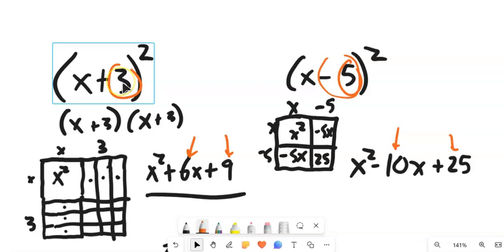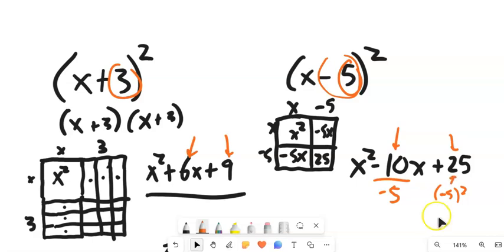So notice that 3, when we multiply this out, got doubled in that middle term, right? Because there's 3 of them here and 3 of them here. And that 9 is 3 squared right here. In other words, if I take half of this middle term and I square it, I get that last term. So that helps me think about the structure of these.